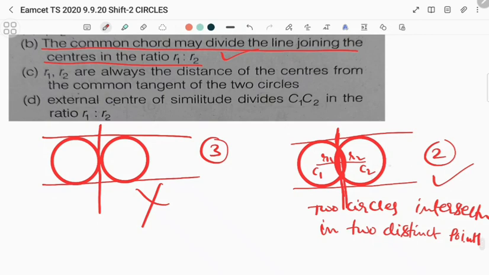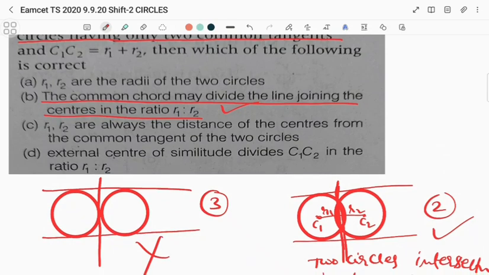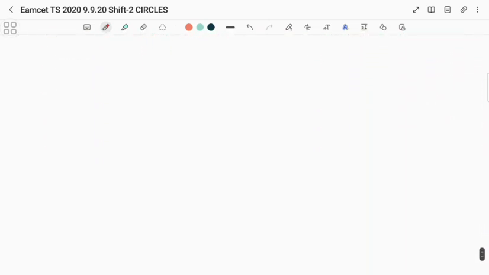when the two circles are intersecting. Whenever two common tangents are possible, it cuts in two points, two intersecting points. So common chord is possible. The common chord divides the line segment joining their centers in the ratio of R1 is to R2. I hope you understand, students. This is the only way. Critical question, conceptual question. We will move on to another one.